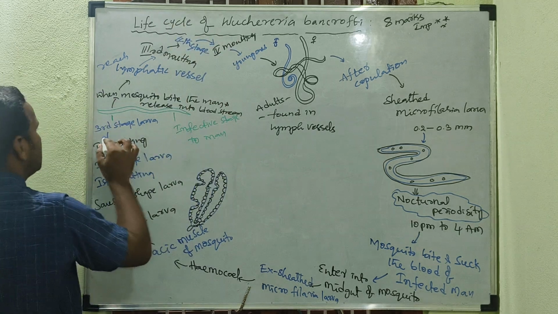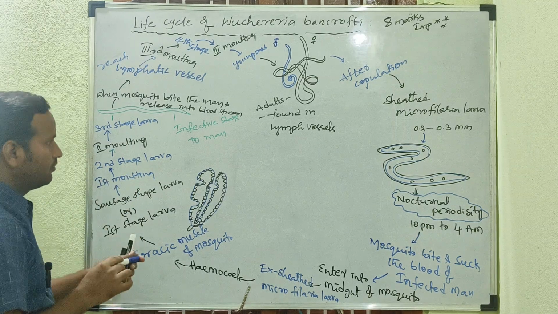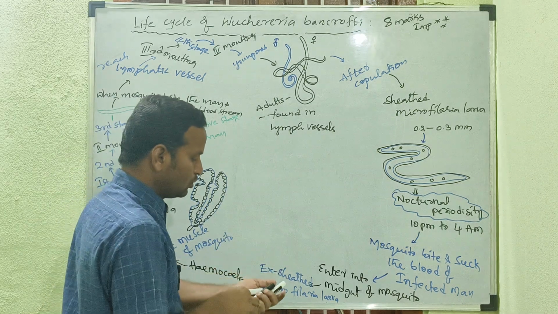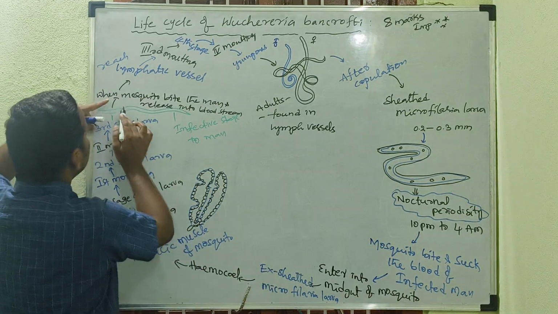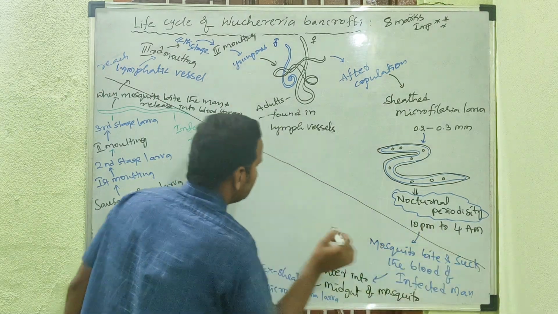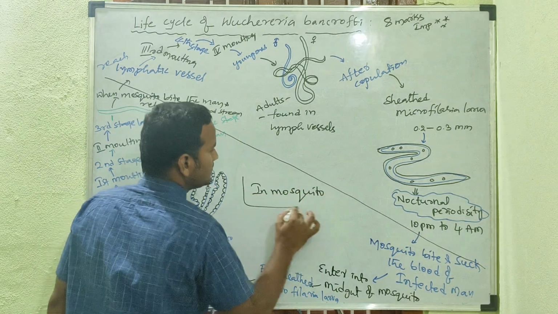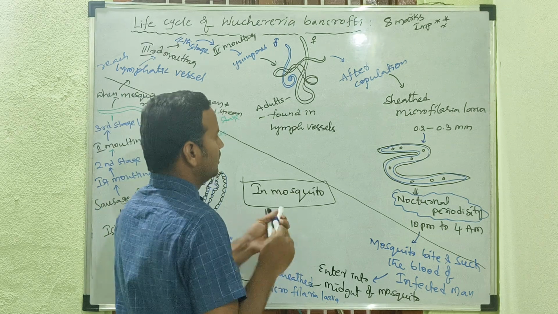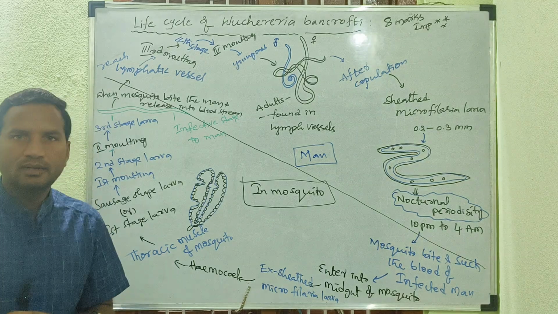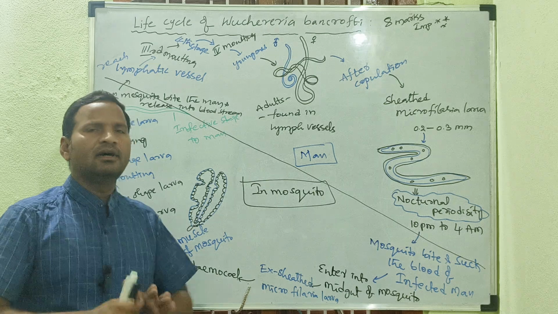Yes. This is about what? The life cycle of Wuchereria bancrofti. Come to the point. Now it completes its life cycle in how many hosts? Two hosts. Mosquito to man, like this. For example, here it completes in mosquito as well as in man. That's why this parasite is called what? Digenetic parasite. Got it?